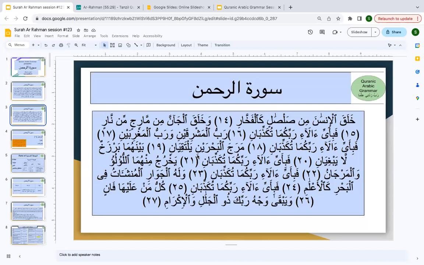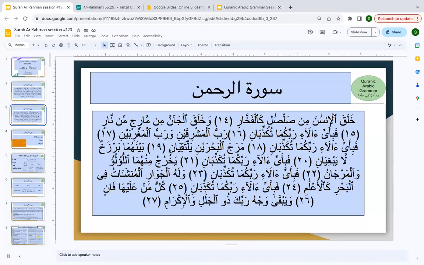How do you differentiate the hal from sifa? Before, we were seeing a common ism followed by jar wal majroor or jumla or something. Now, al-bahraini, this al made it proper. When you have a proper ism followed by a sentence, and that sentence has a pronoun going back to this ism, that sentence is going to be the hal of the ism. The jumla here is not the sifa, it's going to be the hal. It's telling you the condition of the two seas.